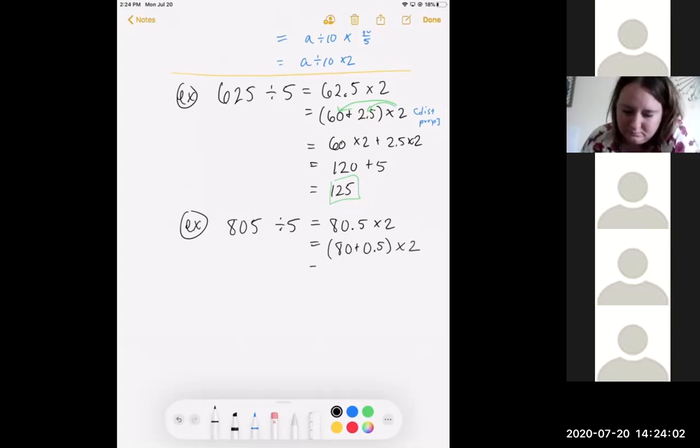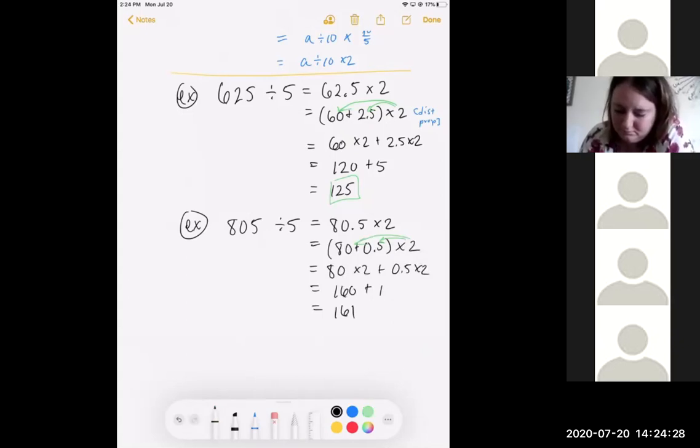Yes. And what you did was use distribution of multiplication over addition. And then you did 160. Go ahead and show this part. 80 times 2. And then now you did 160 plus 1. Okay, good. 161. All right, so I think you guys are getting that one.